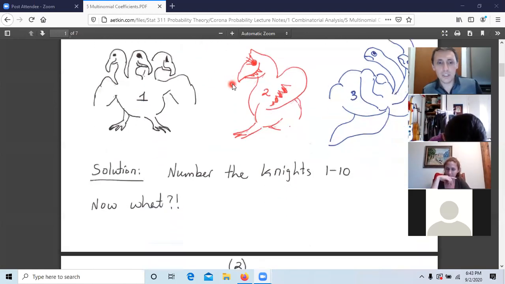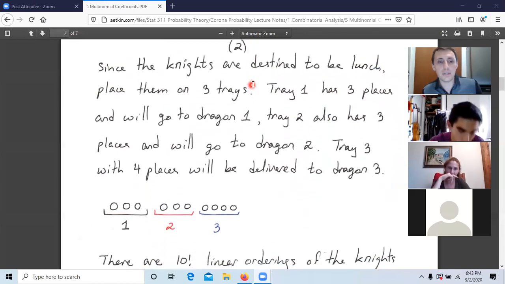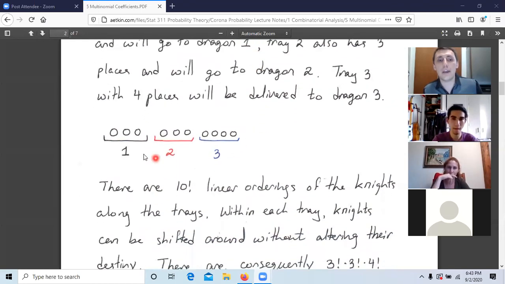All right, guys. So let's work on this question together. So here is how I imagine it. We align the 10 knights in a row, and then we put trays below them. Tray number 1 will be served for dragon 1 to eat. Tray number 2 is the dish for dragon number 2, and tray number 3, of course, goes to the according destination.